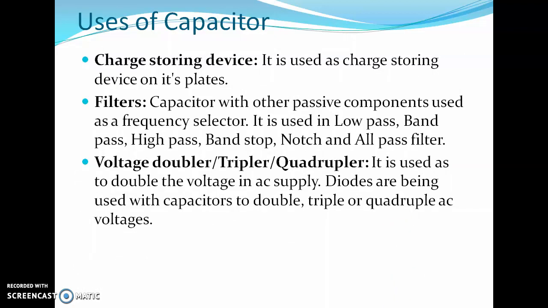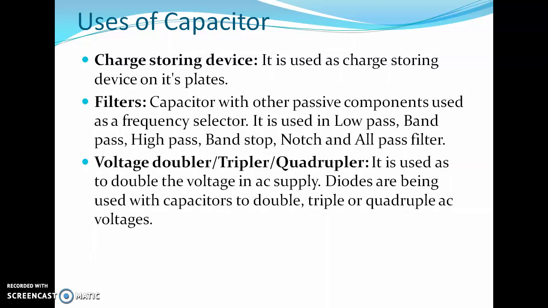Now uses of capacitor. So one use is as a charge storing device. Regularly we can see our mobile charger, we use it regularly. So in that mobile charger, there is a capacitor. So it is used for charge storing.